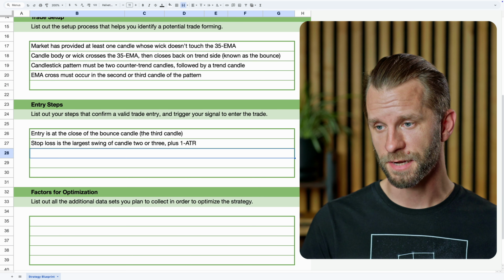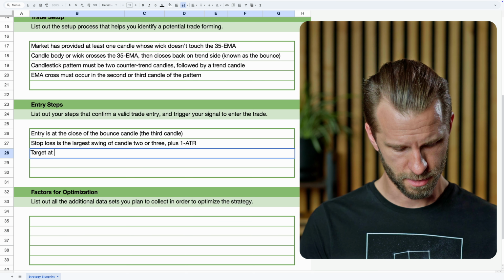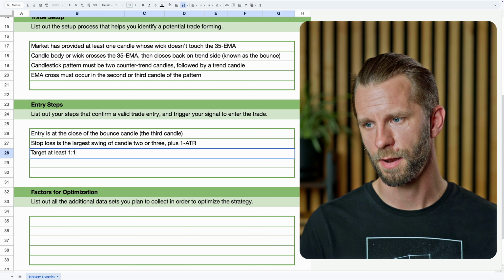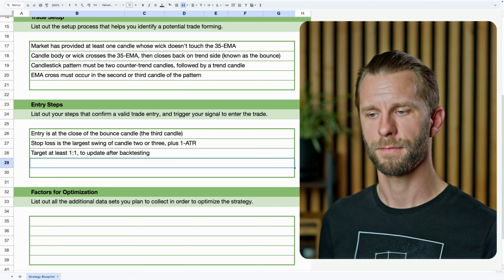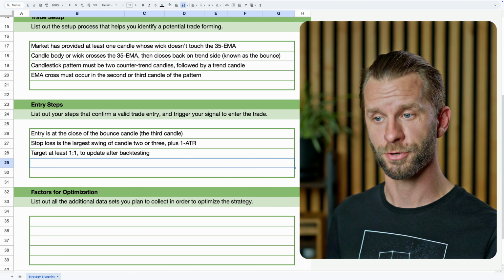Next, we'll define a starting target. So let's say target at least 1-to-1, to update after backtesting. Okay, that's a good starting point for entry steps.